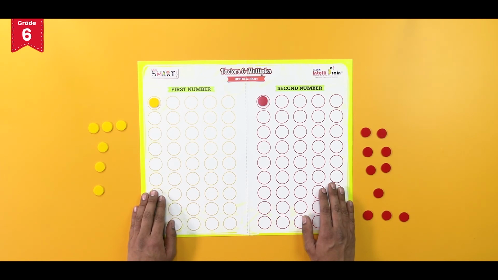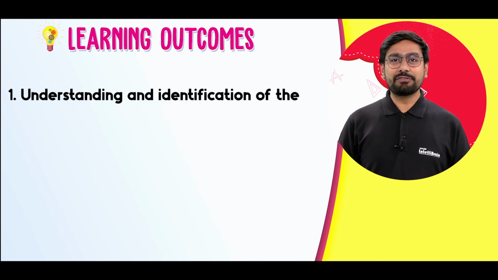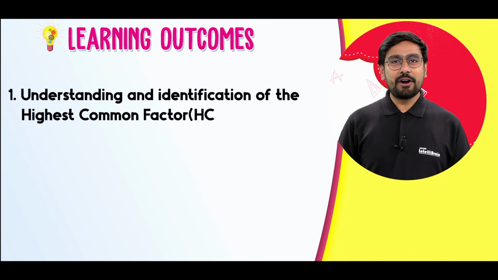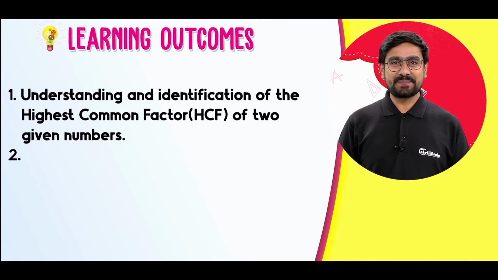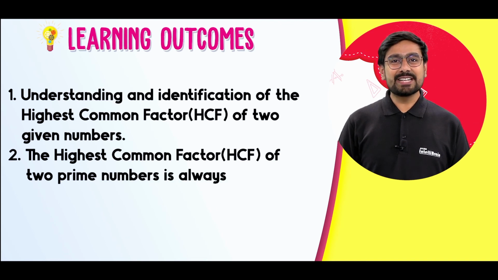And like this, the highest common factor of 2 prime numbers is always the number 1. We know after doing this activity, you will have gained the expertise in the following concepts: understanding and identification of the highest common factor of 2 given numbers. The highest common factor of 2 prime numbers is always the number 1.